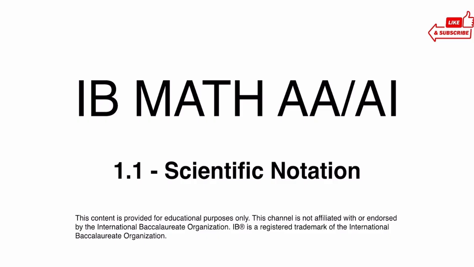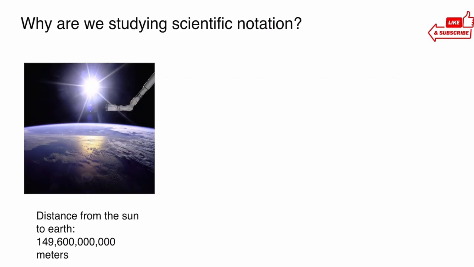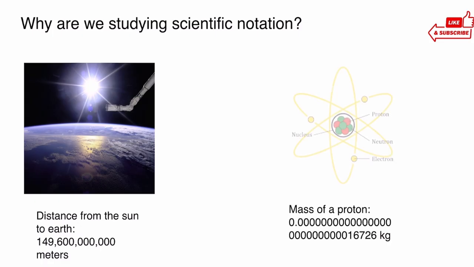And in today's video, we'll be covering subtopic 1.1 of IB Math AA and IB Math AI, which is scientific notation. So before we get into the actual topic, let's first discuss why we study scientific notation. The distance from the sun to the earth is a really big number, 1496 followed by 8 zeros meters. And likewise, you can also have really small numbers, like the mass of a proton, which is 0.0000 followed by a ton of zeros, then 16726 kilograms.